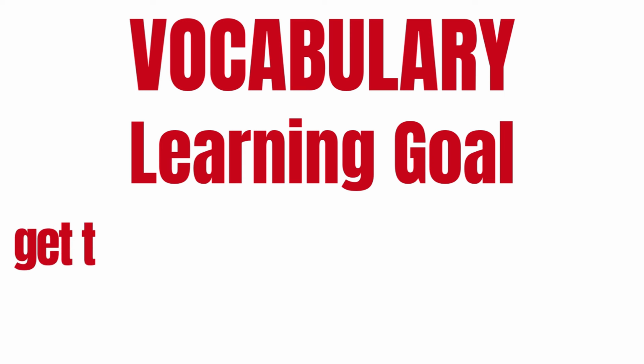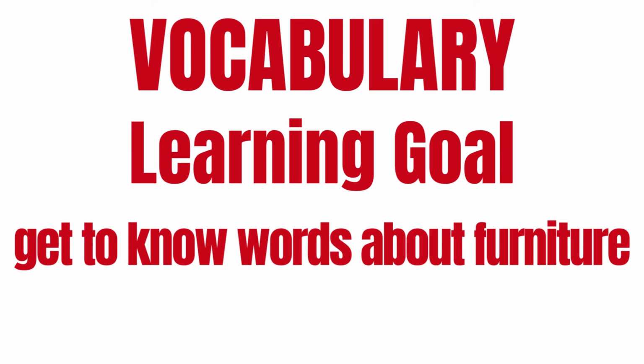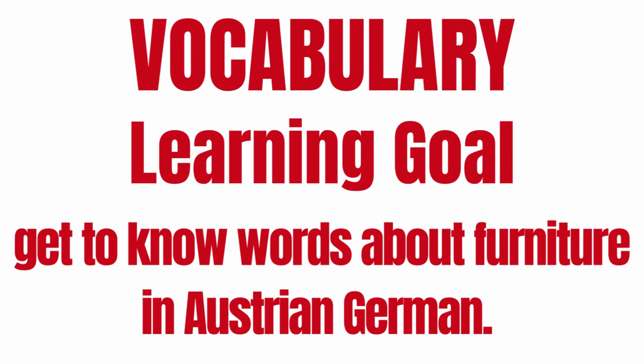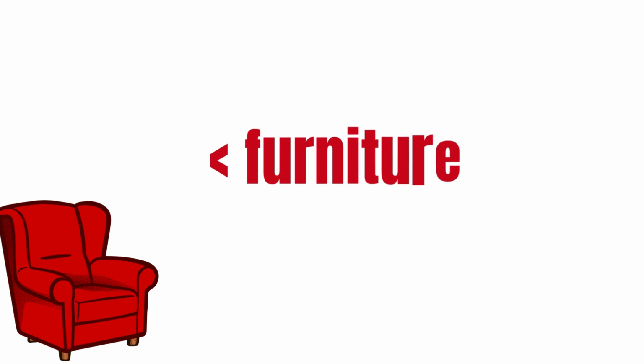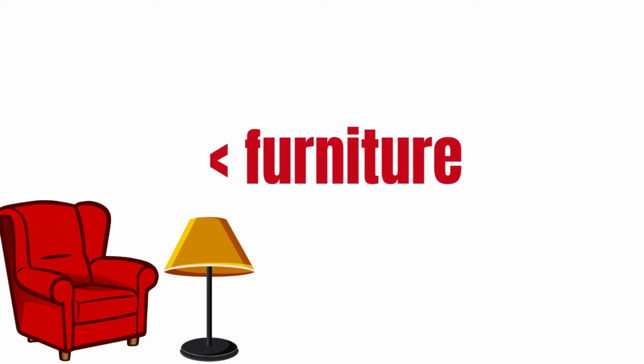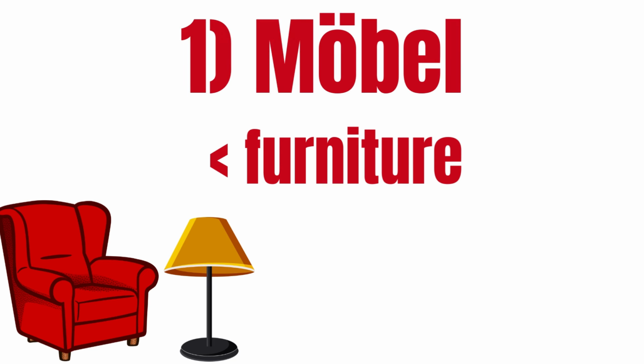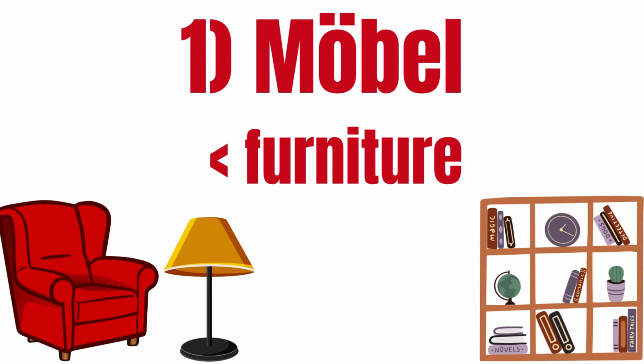The learning goal of this Austrian German tutorial is to get to know various types of furniture in Standard German and in Austrian German. First of all, let's translate the word furniture. The word furniture means Möbel in German. We can buy Möbel in the so-called Möbelhaus.